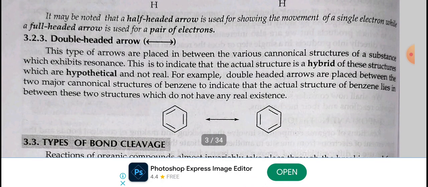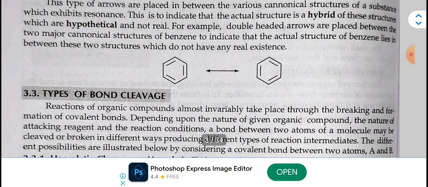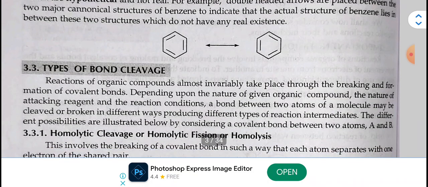Double-headed arrow. This type of arrow is placed in between the various canonical structures or resonance structures of a substance which exhibits resonance. This is to indicate that the actual structure is a hybrid of these structures, which are hypothetical and not real. These are only imaginary structures. For example, a double-headed arrow is placed between the two major canonical structures of benzene to indicate that the actual structure of benzene lies between these two structures, which do not have real existence.